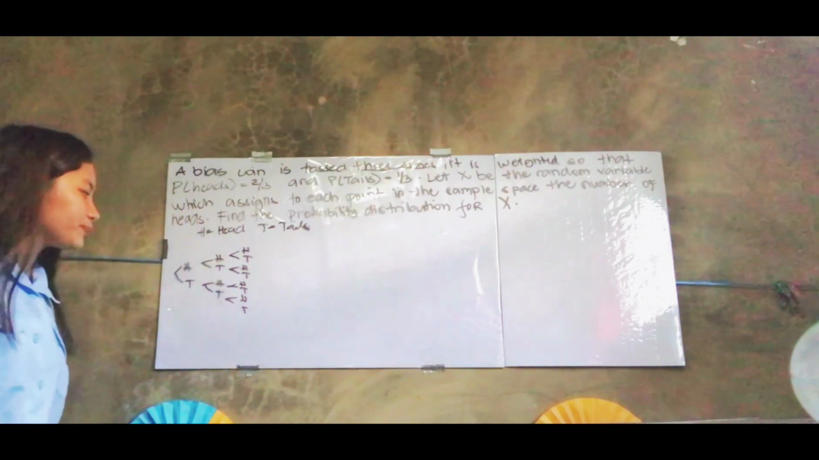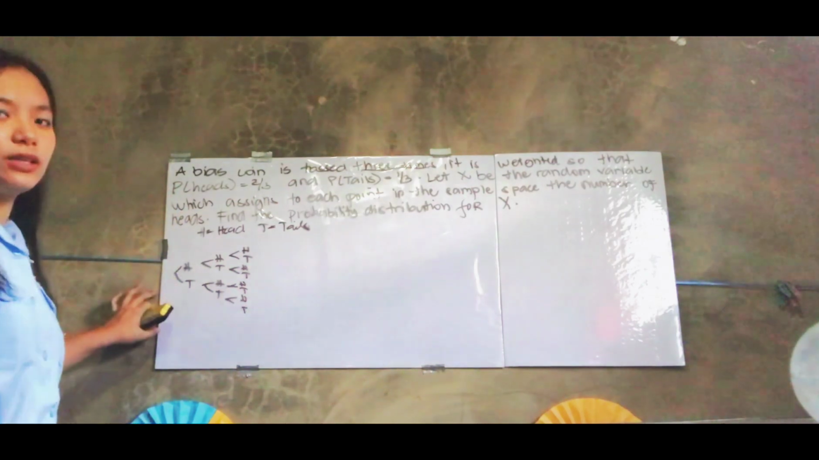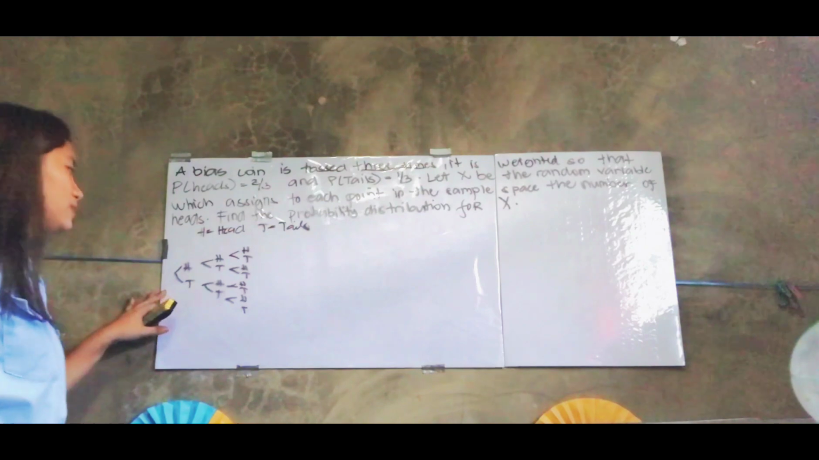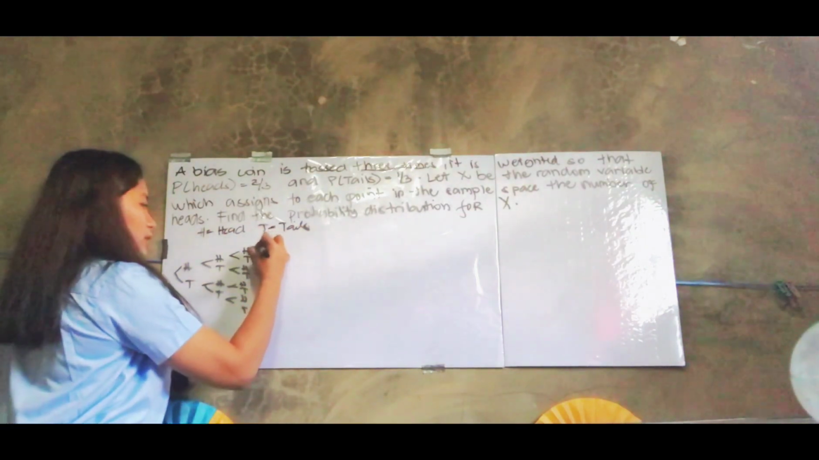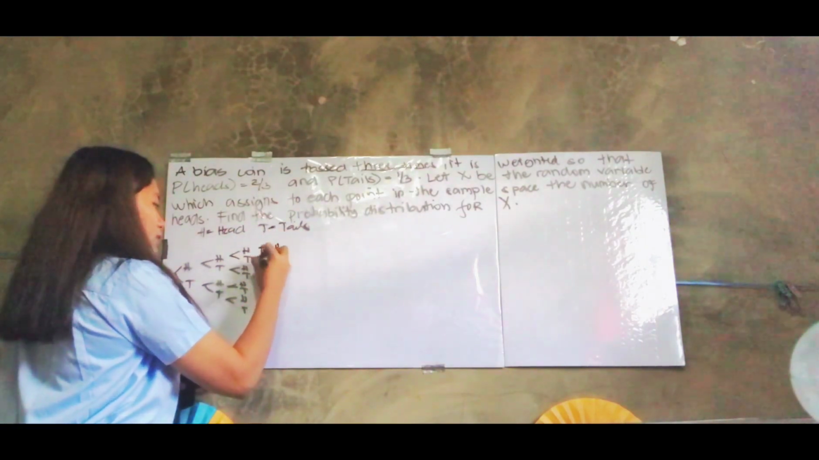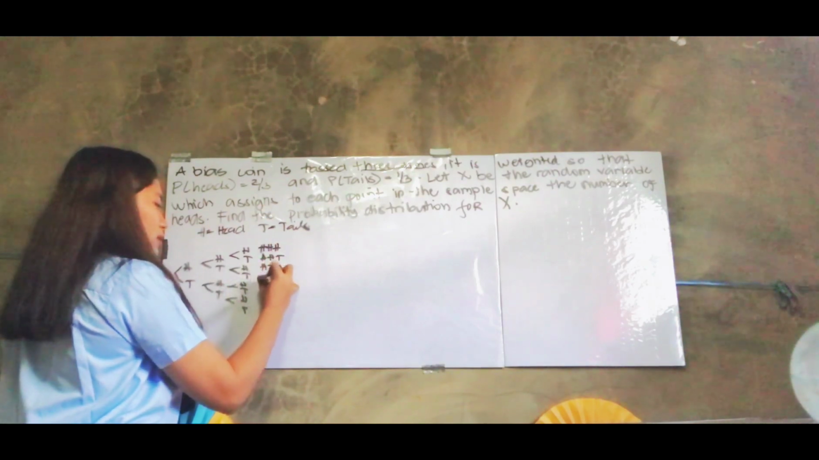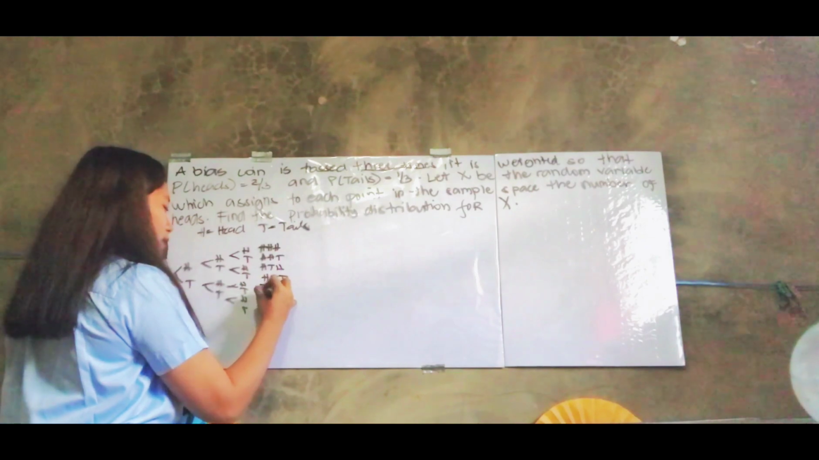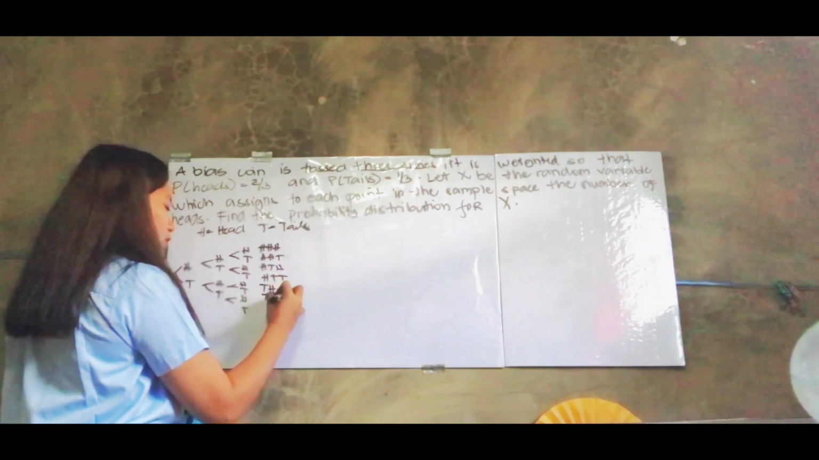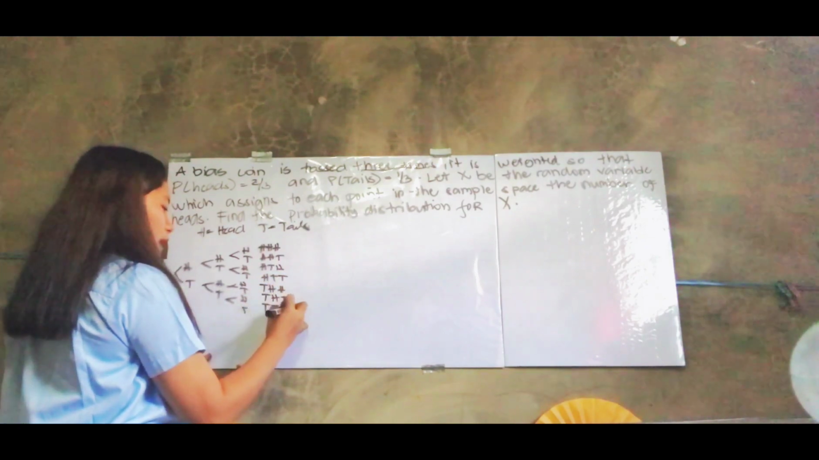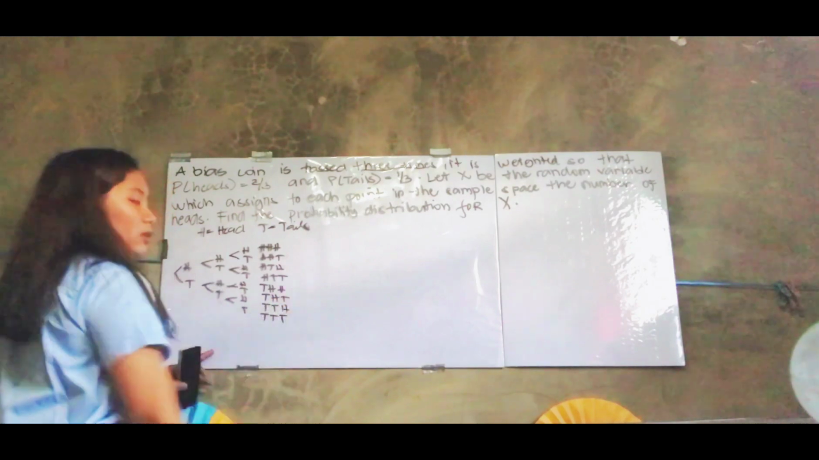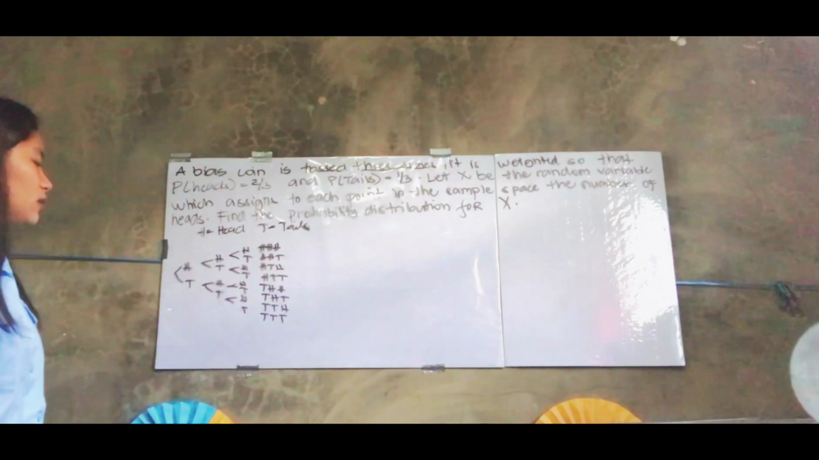So, from the tree diagram, we can get the sample spaces, which are HHH, HHT, HTH, HTT, THH, THT, TTH, and last TTT. Total of 8 outcomes or sample spaces.